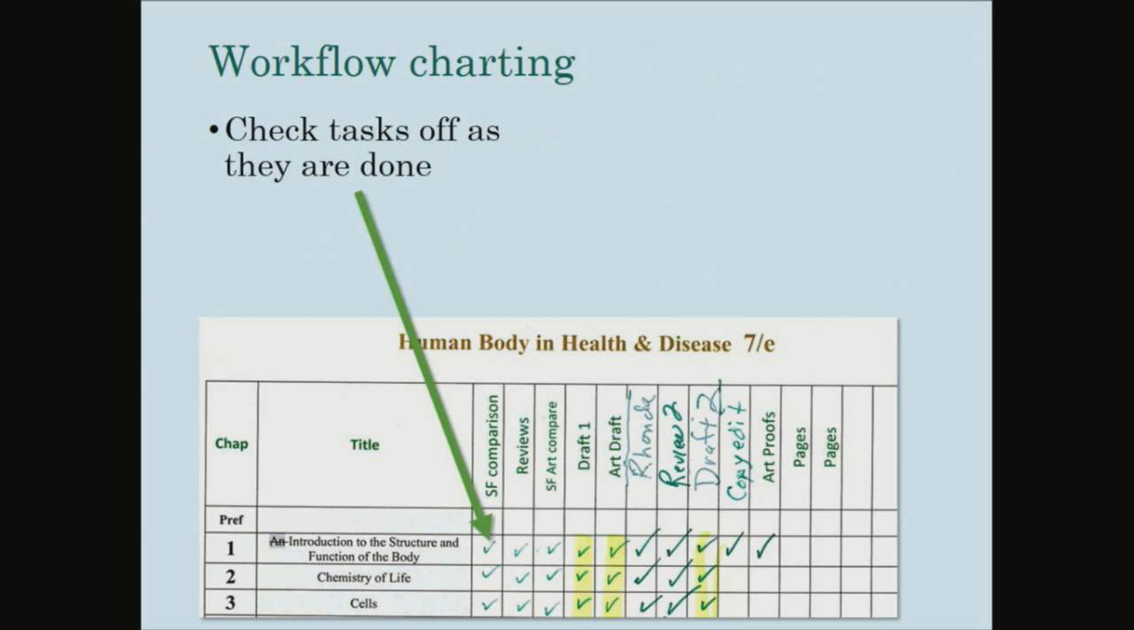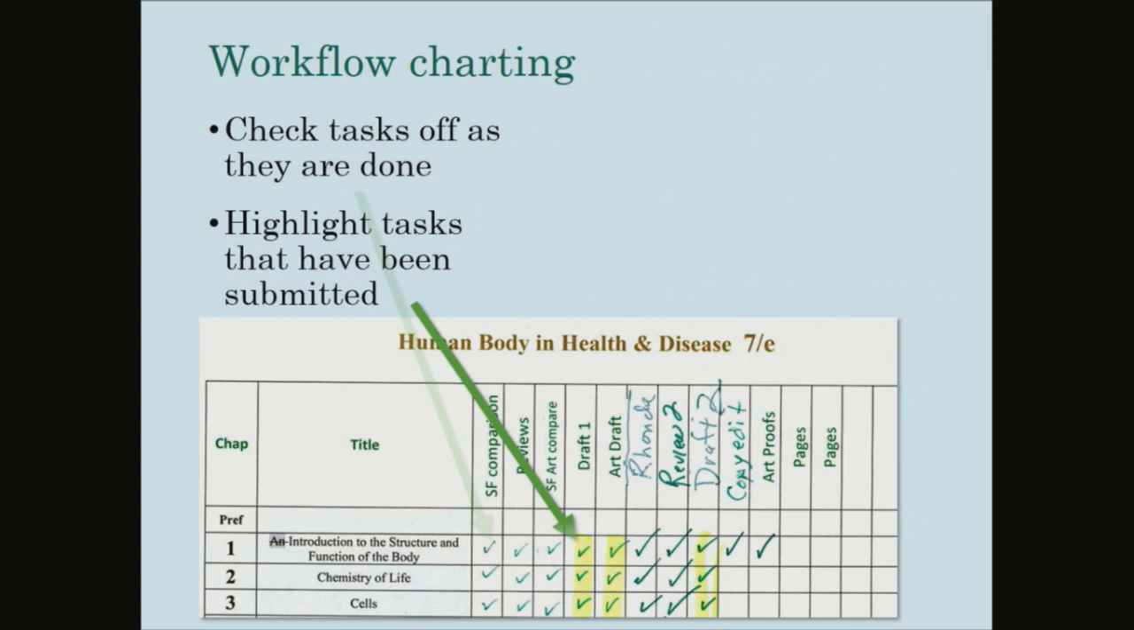So I check off the tasks as they're done. You'll notice that some are highlighted, and those are things that need to be submitted. As soon as they're submitted, I'll highlight it, and then when I submit that one, I'll highlight it. So I'll have a column that has some unhighlighted parts, but they're checked off. That means I did them, I just haven't submitted them yet, because I usually submit things in batches.